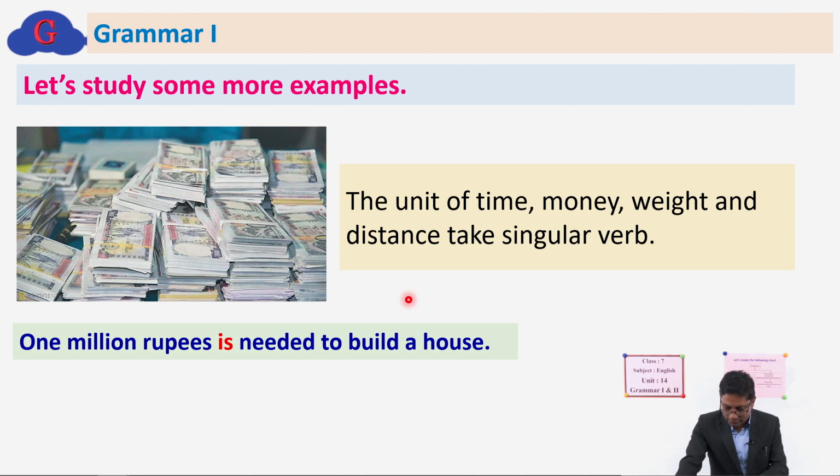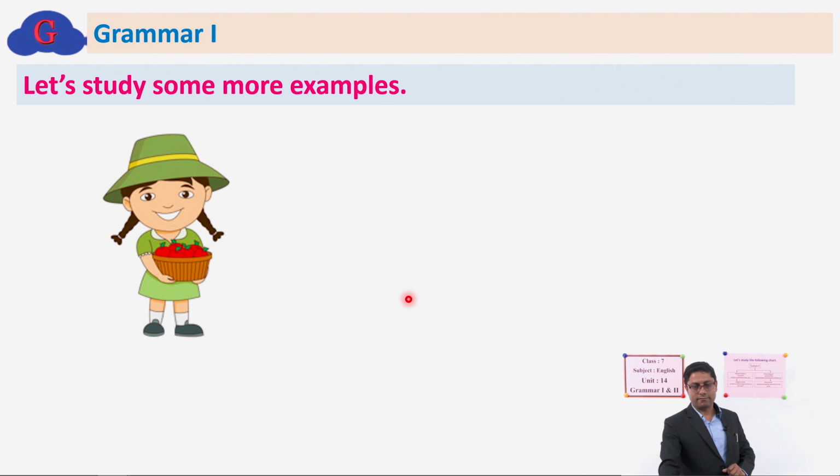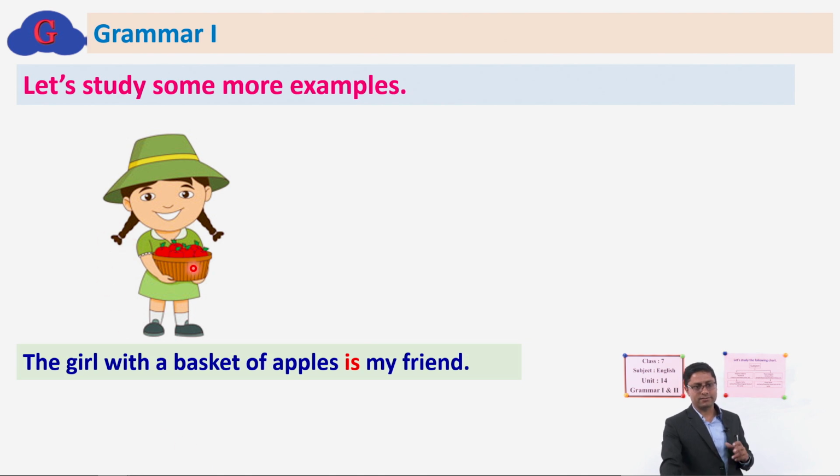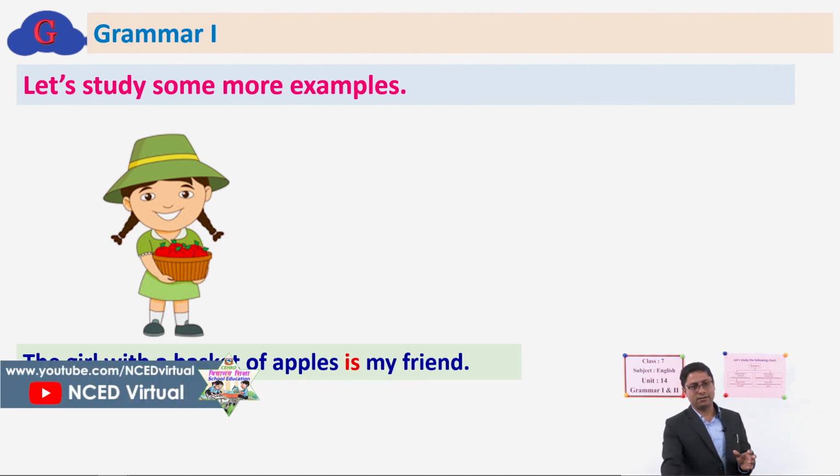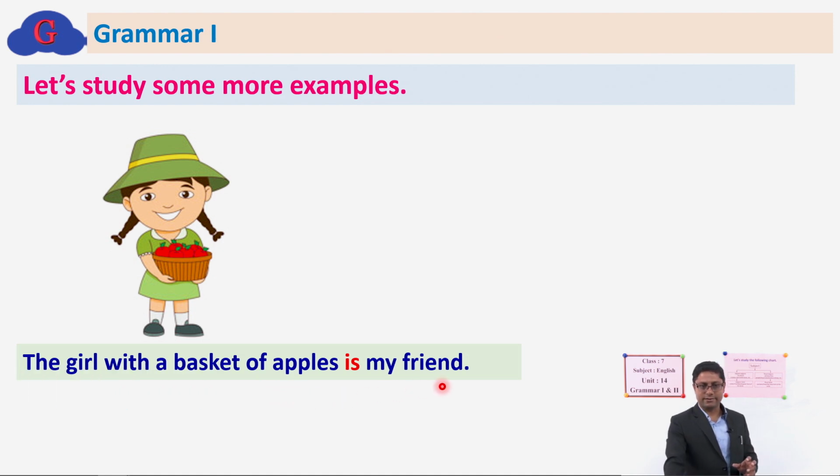Now, let us look at the next example. See, there is a girl with a basket, and the girl with the basket of apples is my friend. See there, it looks like there is "apples" and "are", which looks quite odd, no? But it is not so. Here our main subject is the girl. The girl is the main subject, so we have "is" here. In such a situation, we use the singular form of the verb.